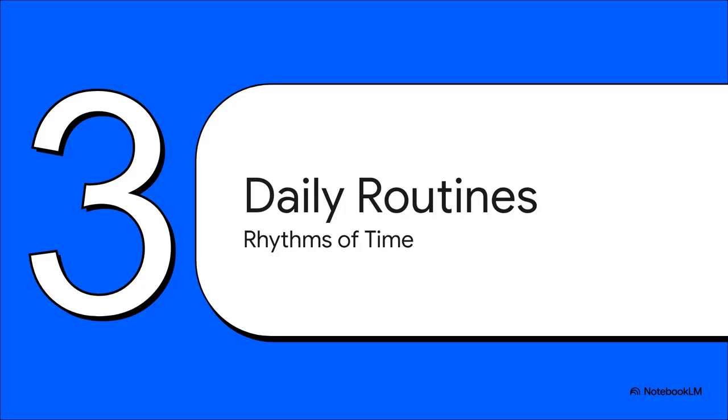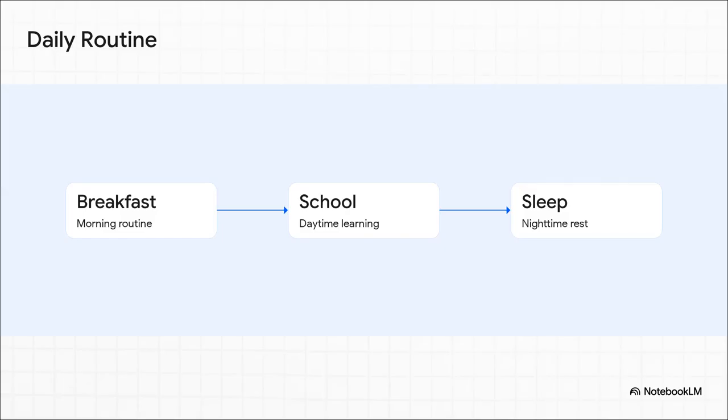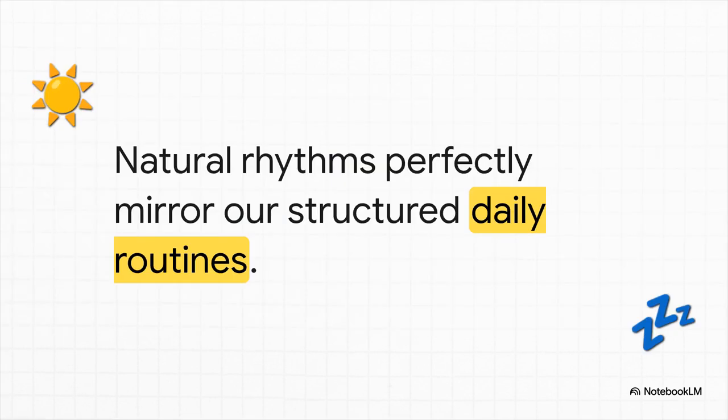Okay, let's dive into part three, daily routines, rhythms of time. Now, these cyclical concepts aren't just happening outside in nature. They are happening right inside our own homes. Think about it. We wake up, we eat breakfast, we go to school or work, and then we go to sleep, day after day. It basically creates this predictable microcycle that fits perfectly right inside the bigger macrocycle of the seasons. So by grounding our teaching in these everyday, relatable anchors, we're building a massive foundation of predictability. We're showing learners that the natural rhythms of the earth literally mirror their own daily routines. It's proof that the world is structured and safe rather than just totally random.